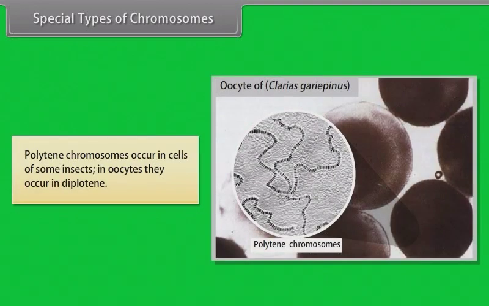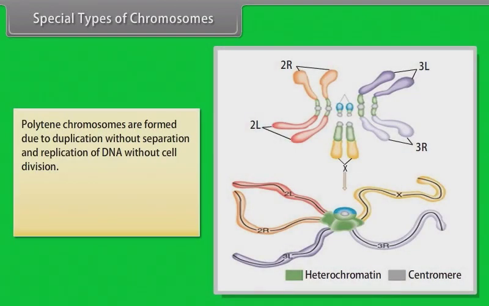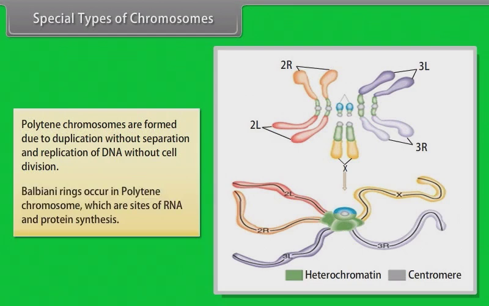Polytene chromosomes occur in cells of some insects. In oocytes, they occur in diplotene. Polytene chromosomes are formed due to duplication without separation and replication of DNA without cell division. Balbiani rings occur in polytene chromosome, which are sites of RNA and protein synthesis.